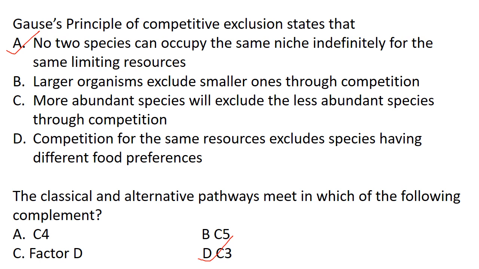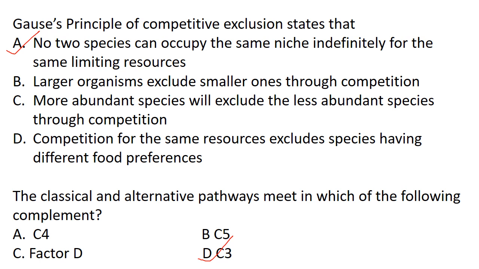So according to this principle, if two species are occupying the same ecological niche and competing for common resources, then the superior species will exclude the inferior type of species. So the answer here is option A.